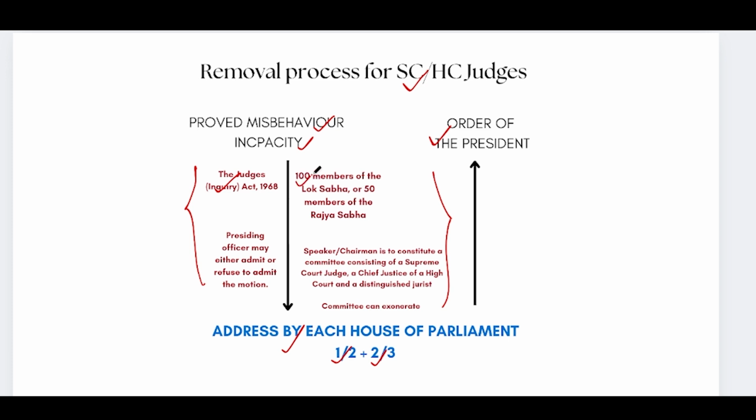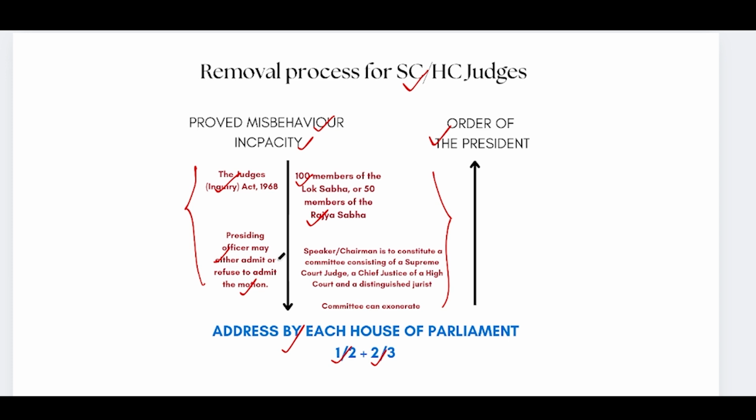if 100 members of Lok Sabha or 50 members of Rajya Sabha, as the case may be, move the resolution and come up with a request to the presiding officer about an allegation of proven misbehavior or incapacity, then the presiding officer may either admit or refuse to admit the motion, which means that the presiding officer has absolute veto power over whether to go ahead with the removal process or not. If he says no, then no means no.